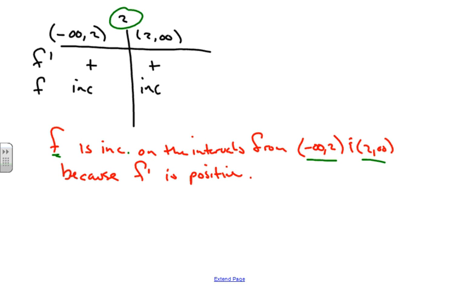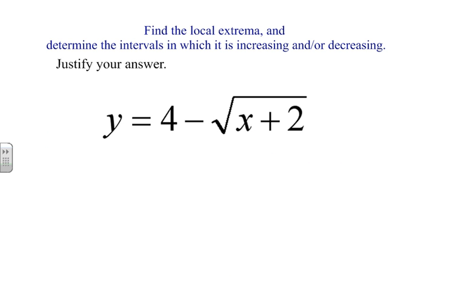All right, well, let's try another one. So that was pretty cool. Let's try this one. Now, this one is one of our basic functions. We're going to do some graph analysis and then justify our answer, what we found. We're going to try to find some local extrema and determine the intervals in which it is increasing or decreasing. So let's find this out.